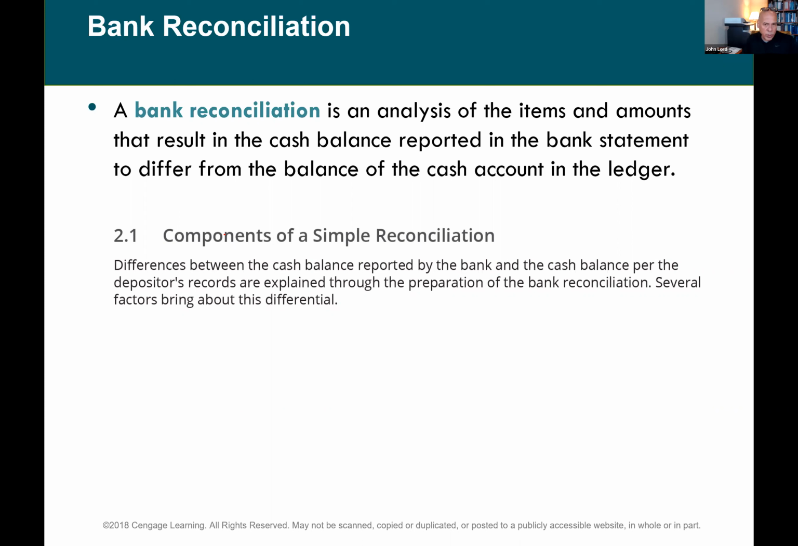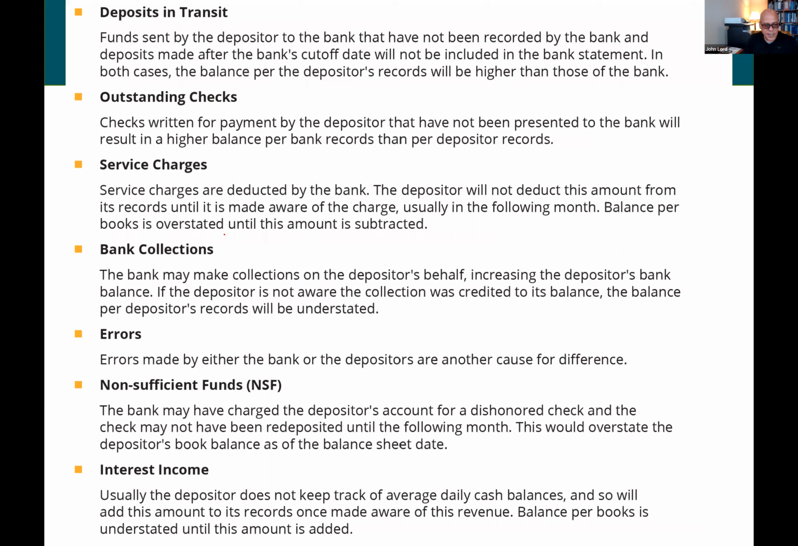So when we look at a bank reconciliation, we're going to have various reconciling items that you can see on this slide. The way I like to look at this slide is I ask myself, what are things that the bank knew about that the company didn't know about? And what are things that the company knew about that the bank didn't necessarily know about? So let's start with deposit in transit.